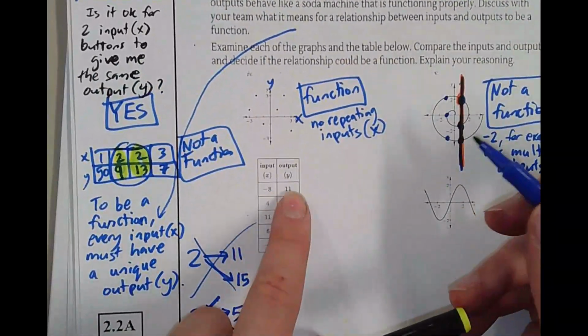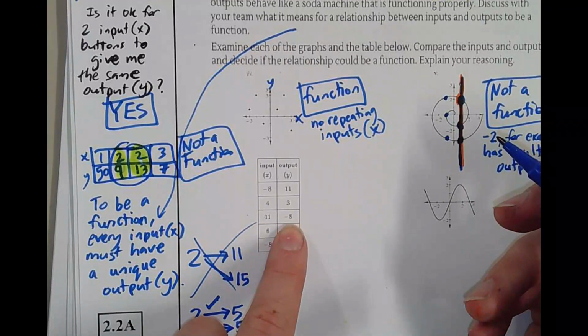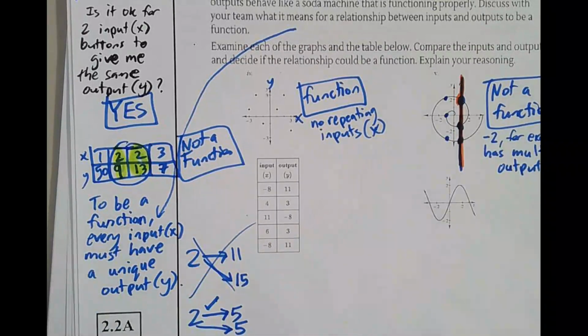Negative 8 gives us 11. 4 gives us 3. 11 gives us negative 8. 6 gives us 3. And negative 8 gives us 11. So let's use the trick.